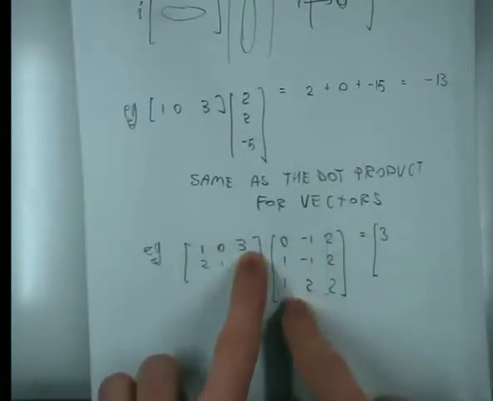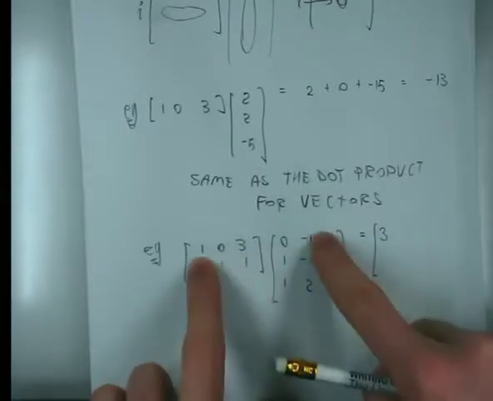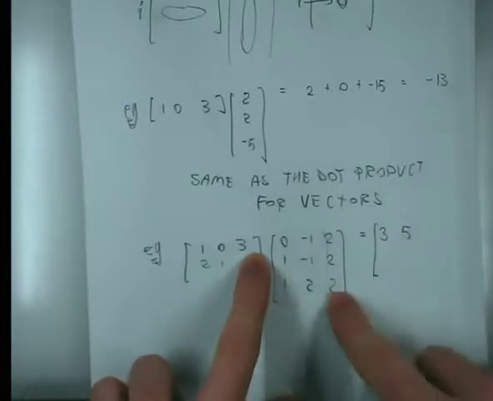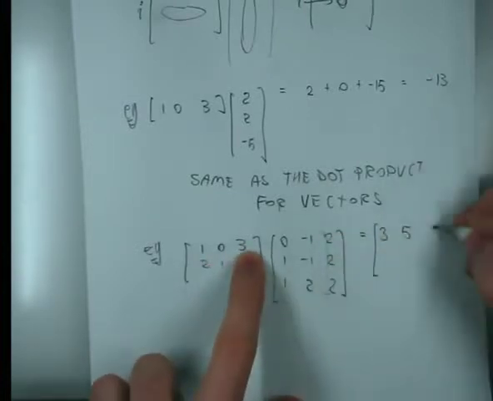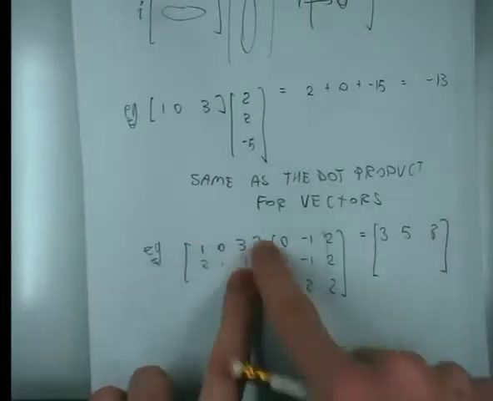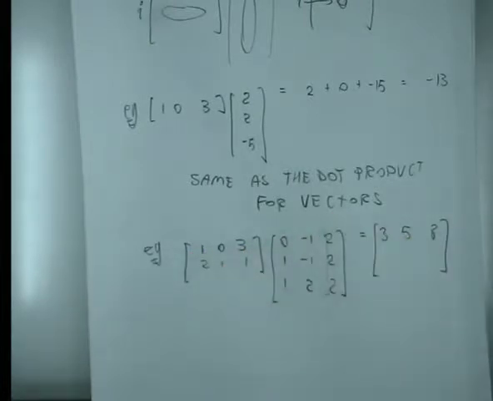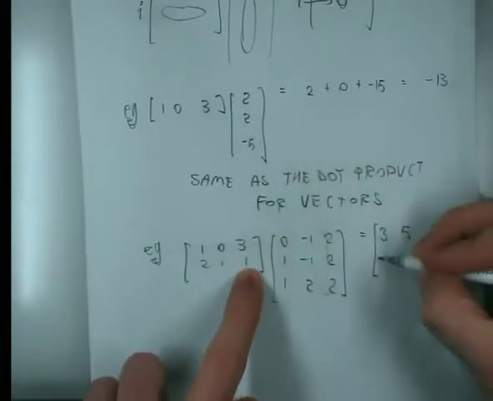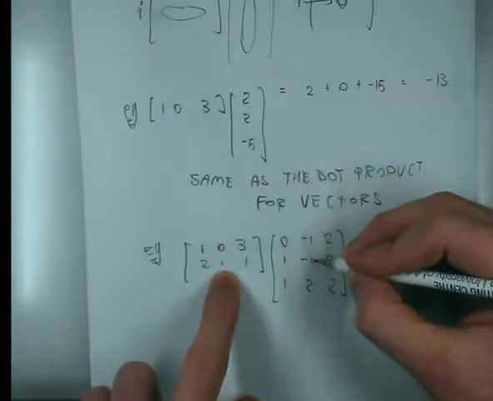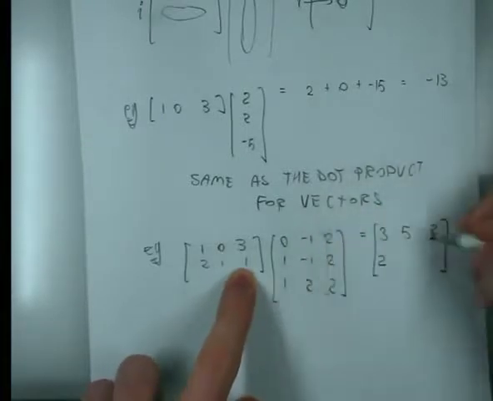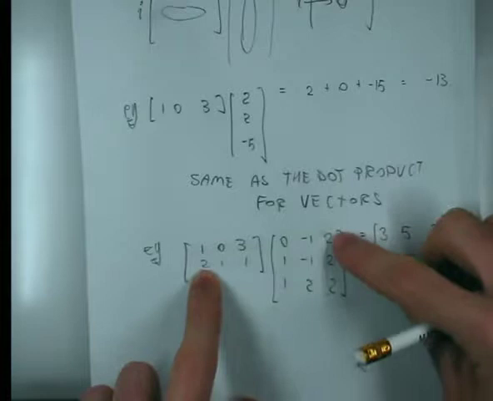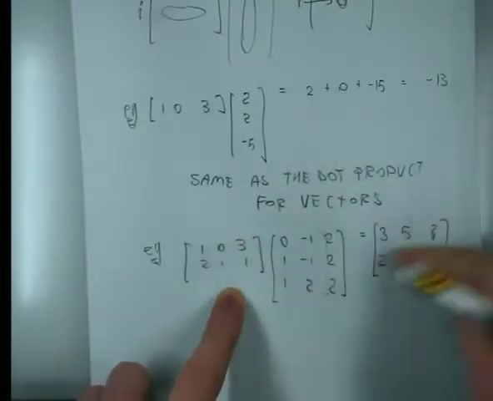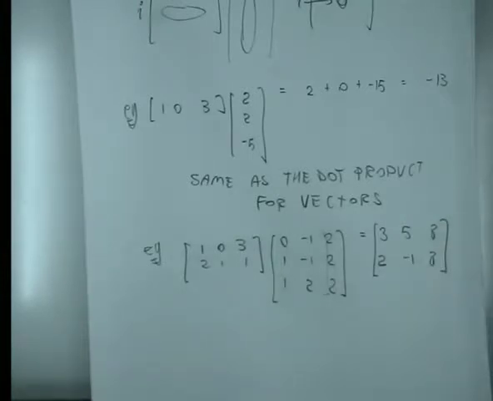So this row and that column I've done, this row and the next column, -1 and 6 is 5. This row and the next column, 2 and 6 is 8. And so now I've done the first row times the whole matrix produces this row here. And then the second row, 2, 1 plus 1 is 2, -2, -1 is -3, plus 2 is -1, and 4 plus 2 plus 2 is 8. And so this row times the whole matrix produces this row here.